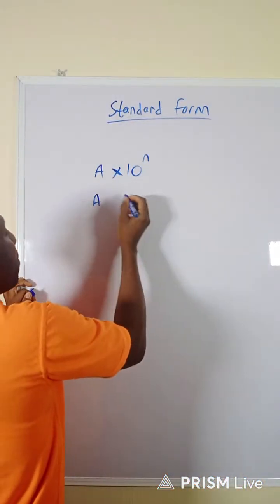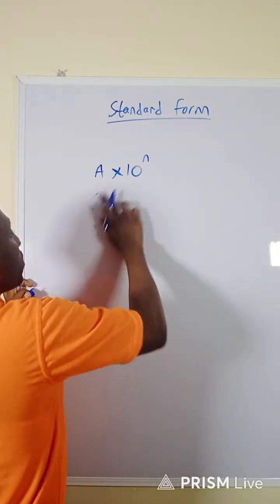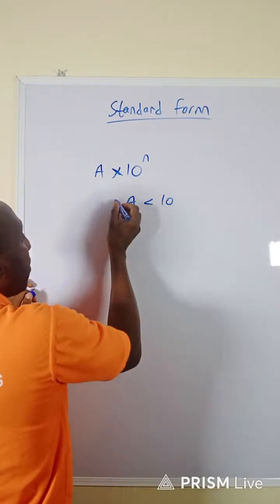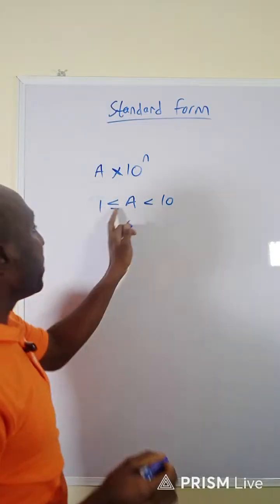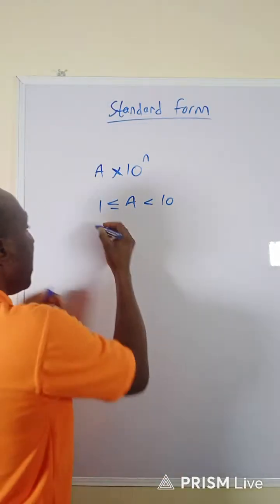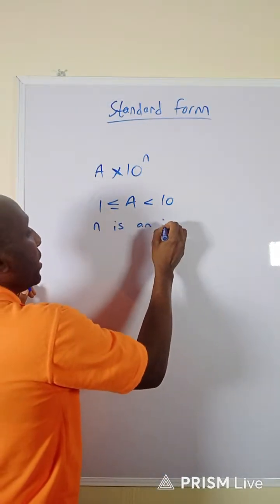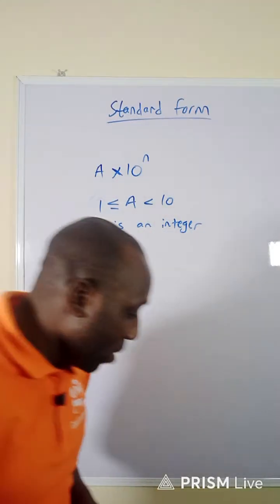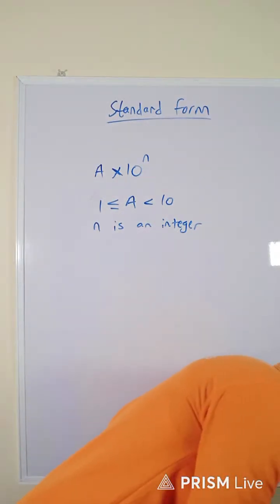So here, a must be between 1 and 10, and this I'm going to write it. a must be less than 10, but from 1 to 10, between 1 and 10, and n is an integer. Okay, n is an integer, whether negative or positive.